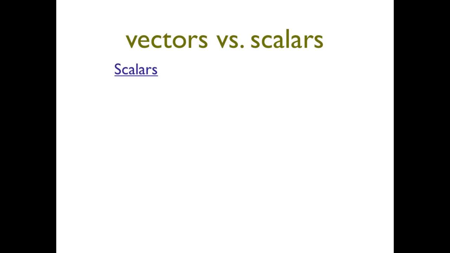So scalars are just quantities. So what are some examples of scalars? Quantities, real-life quantities that don't have a direction associated. When I say direction, I mean like this way, or that way, or this way. Yeah. Speed.